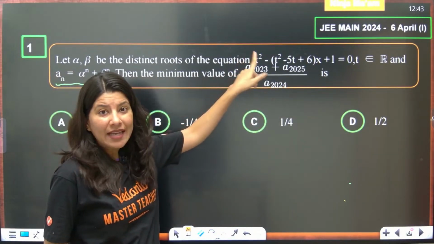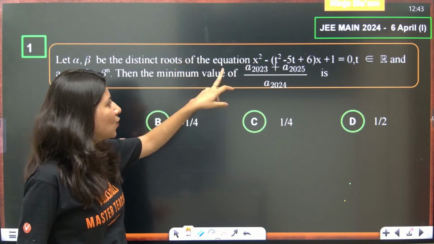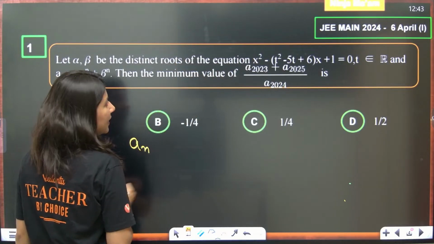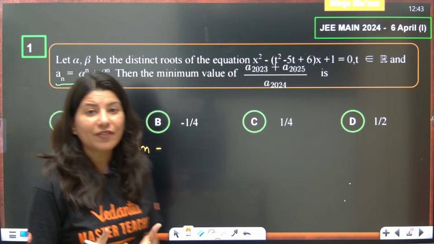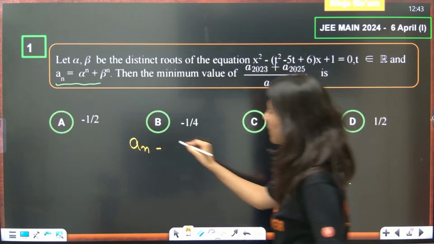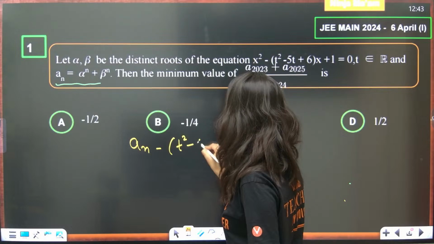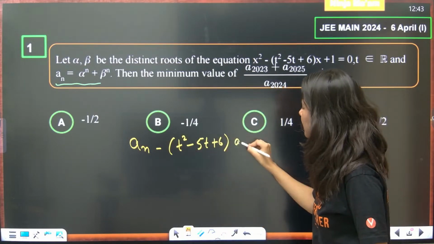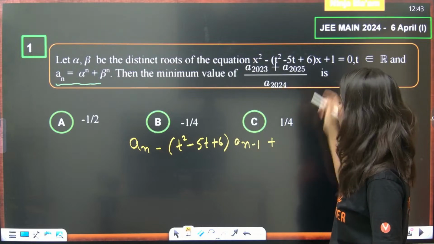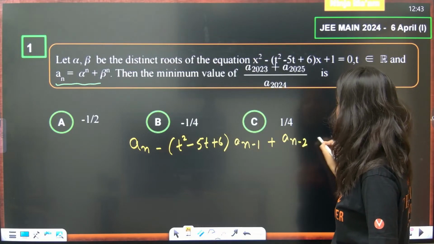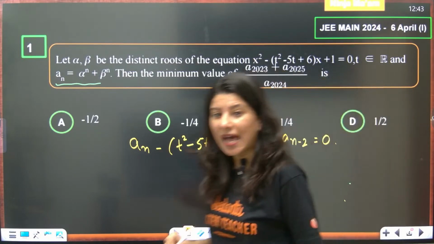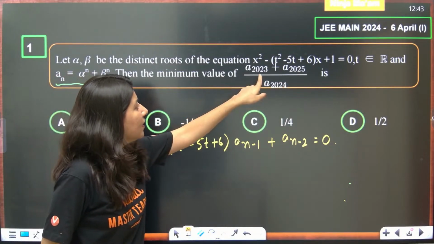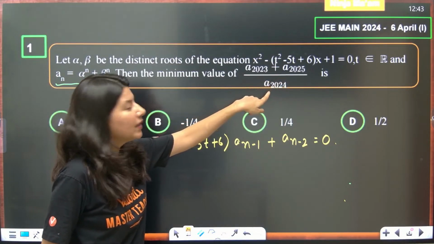Coefficient is 1x square. So 1x square will be replaced by an. So 1 times an, correct, minus, now the coefficient of x is what? T square plus minus 5t plus 6. And this is x. X will be replaced by an minus 1 plus 1 will be replaced by an minus 2 is equal to 0. As per the question, okay, as per the question, can you see 2023, 2025, 2024?